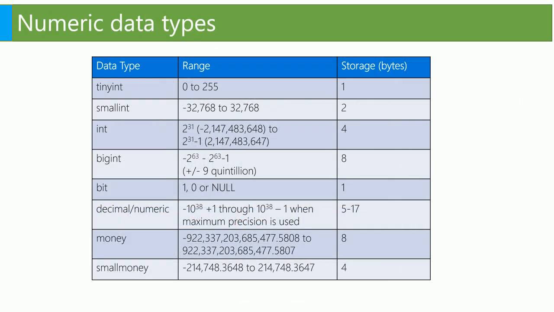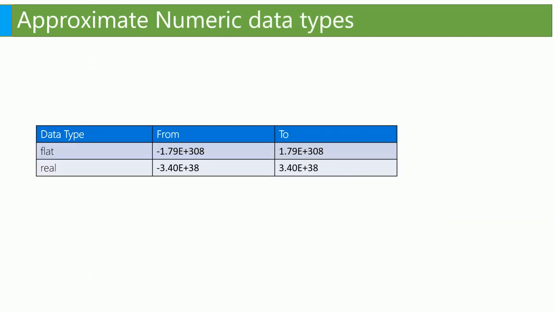Now, the exact numeric data types are tinyint, smallint, bigint, decimal, numeric, money, and smallmoney. So you have this many numeric data types. Now, approximate numeric can be float and real.